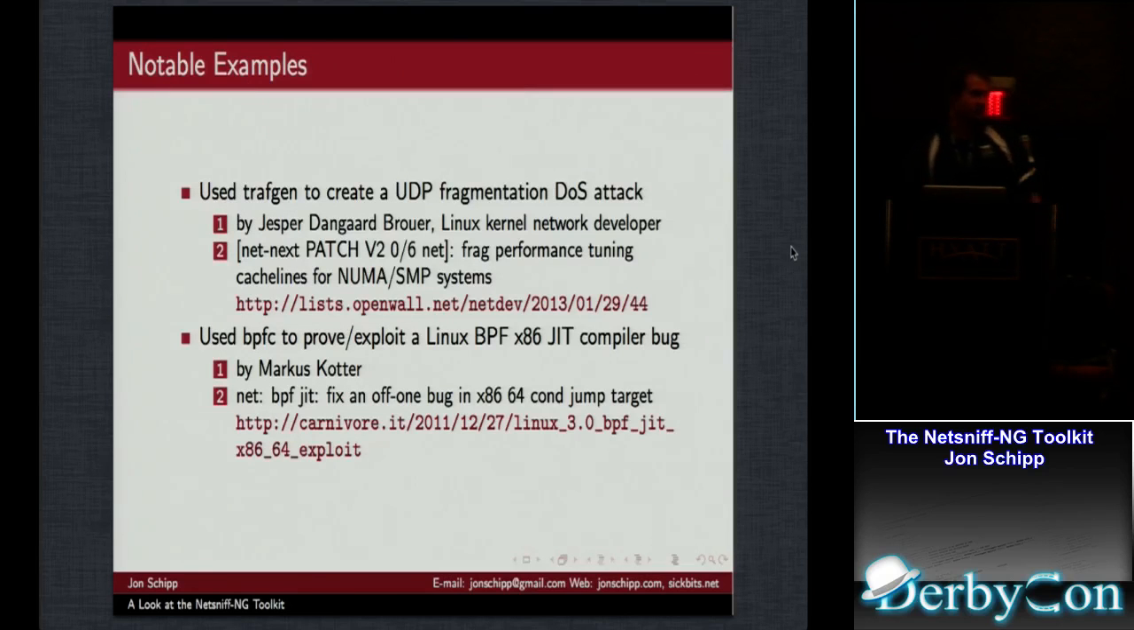And here are some notable examples where the Netsniff-ng toolkit was used. Two examples that I'm aware of: one of the kernel developers found a performance problem in the fragmentation done in the Linux kernel, and they were able to use trafgen to create the packets to test that. And then later on, they encountered some problems, and they made a patch for it. And BPFC was used to prove and exploit an x86 JIT bug. Someone plugged in the JIT compiler, used BPFC, and found out that what the JIT was compiling didn't match the BPFC output, and it turns out there was a bug in the JIT.